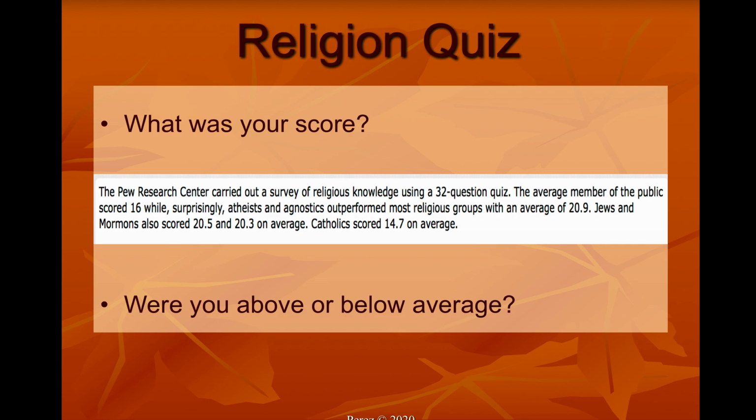And depending on your score, I just want to give you some facts about this. The Pew Research Center carried out a survey of religious knowledge using a 32-question quiz, like the one we just took. The average member of public scored 16, while surprisingly, atheists and agnostics outperformed most religious groups with an average of 20.9. Jews and Mormons also scored 20.5 and 20.3 on average. Surprisingly, to me at least, Catholics scored 14.7 on average. So were you above or below average as indicated here?